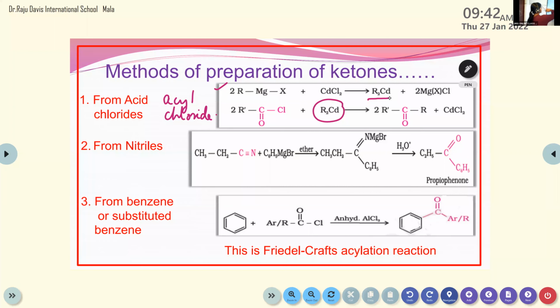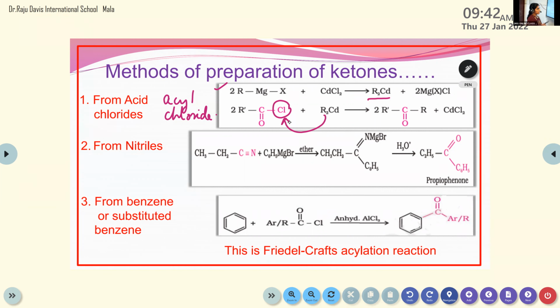Then this dialkyl cadmium will react with acid chloride and the respective ketones will be formed. So look at this reaction. Here RCOCl, that is acid chloride or acyl chloride. Instead of this chlorine, this alkyl group will replace this position. Then it will become RCOR, that is the chemical formula of ketone.